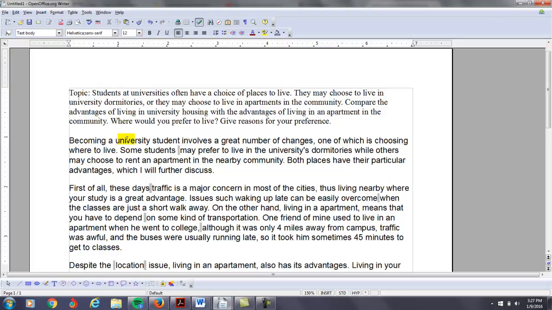So one of which is choosing where to live. Some students may prefer to live in the university's dormitories, while others may choose to rent an apartment in the nearby community. Both places have their particular advantages, which I will further discuss. Probably don't even need to use that. You can just say both places have their particular advantages. And the reason is we can develop more points later on.